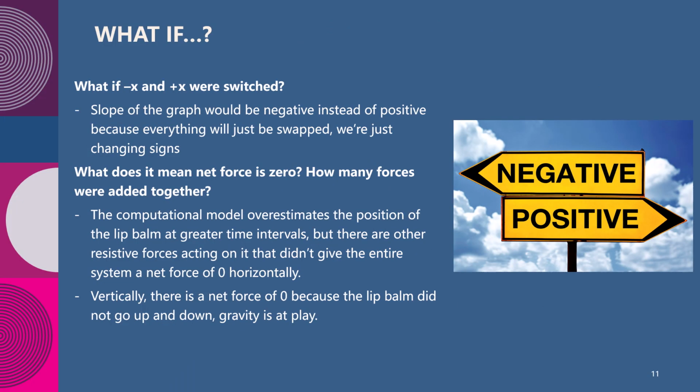And so, what if negative x and positive x were switched? The slope of the graph would be negative instead of positive. So everything was just swapped. We're just changing the signs. And what does it mean net force is zero? The computational model overestimates the position of the lip balm at greater time intervals, but there were other resistive forces acting on it and didn't give the entire system a net force equal to zero, like horizontally. But vertically, there was a net force of zero because the lip balm didn't move vertically, and so gravity was at play.